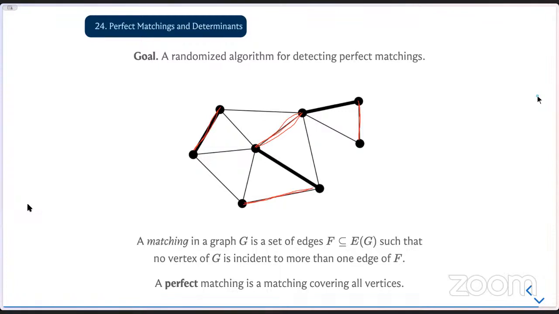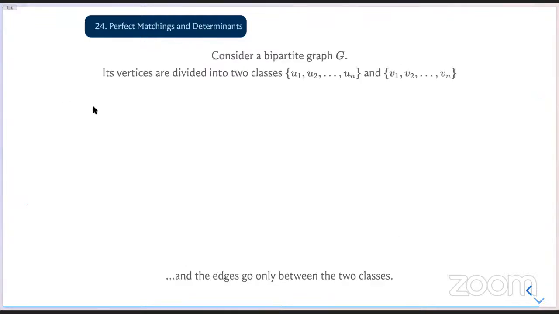So matching is just that, a collection of disjoint edges. So perfect matching is a collection of disjoint edges that actually accounts for all the vertices in the sense that every vertex belongs to exactly one of the edges in the matching, right?